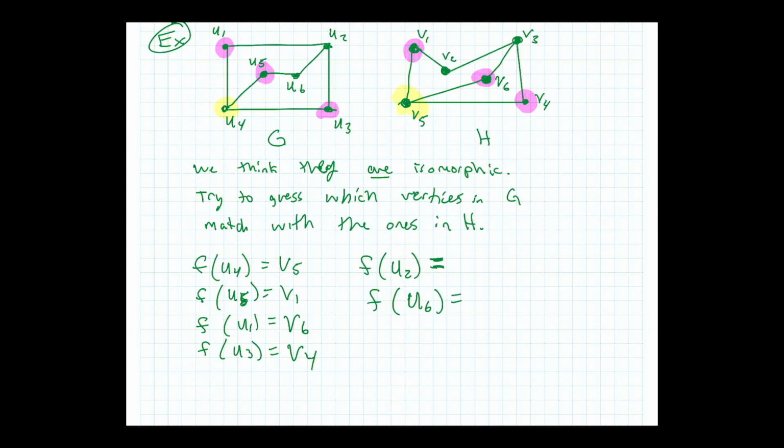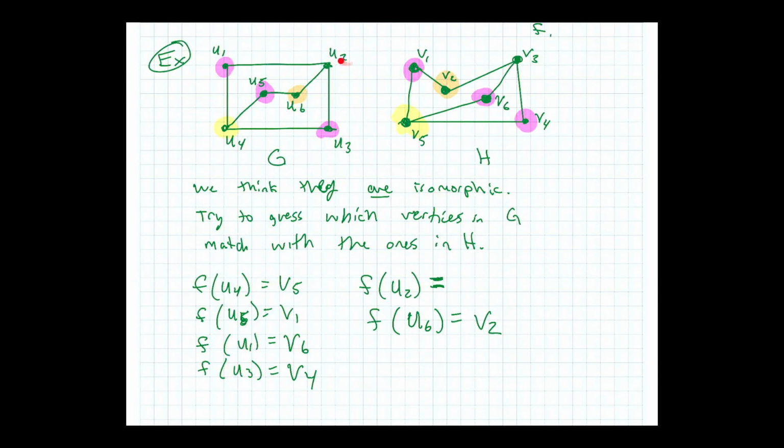All right, so which one's which? Well, hopefully, again, we can do this by inspection. So following this middle path, it goes U4, U5, U6. And that's the top path here, V5, V1, V2. Those two match up. And then that would make U6 should be V2. And then finally, the only one we haven't looked at yet, the U2 must be the V3. Like that.